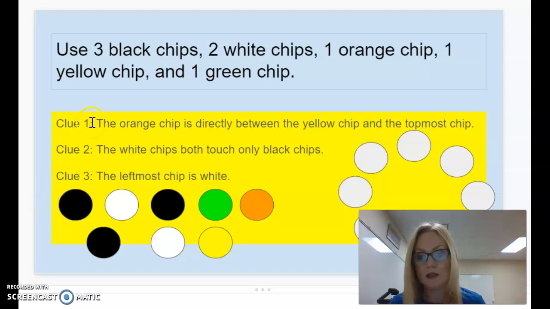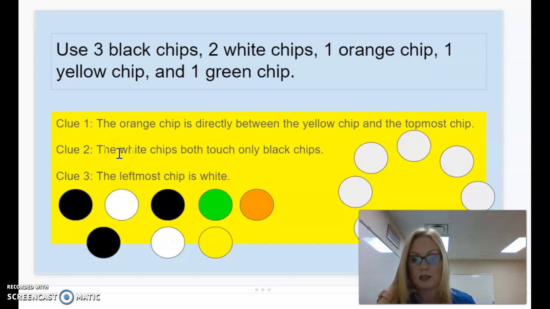So up here it says use 3 black chips, 2 white chips, 1 orange chip, and 1 yellow chip, along with 1 green chip. So those are the colors of chips or dots that you're going to be using. Okay, so first thing you should always do is read through the clues and then read through them a second time and start placing your dots.